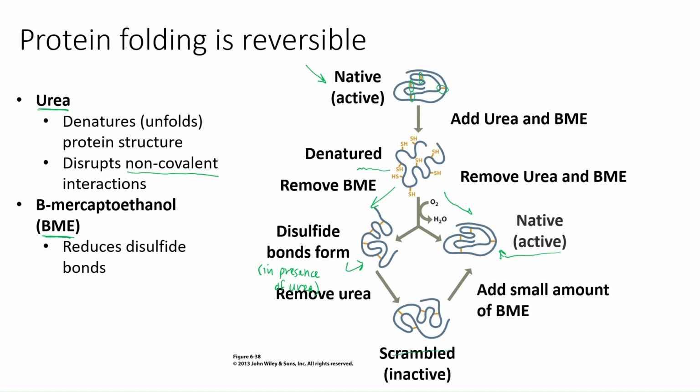What you can do there is add just a small amount of beta-mercaptoethanol, just enough to break some of these disulfide bonds. Then, because there's no more urea and the protein wants to make its native shape, the disulfide bonds will reform correctly through an oxidation process. I forgot to mention that to reform the disulfide bonds, they have to be oxidized, right? And the oxygen present in the air, or dissolved in a buffer, is sufficient.